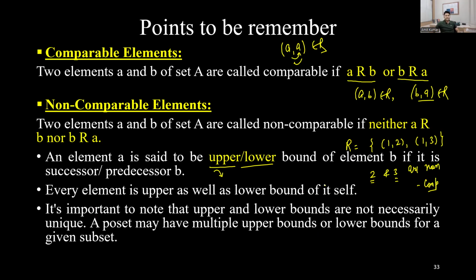Another important point is that the lower bound and upper bound of an element is not necessarily unique. It may be more than one in number. One example I have taken is A, B, C. In this diagram, B has two lower bounds. So lower bounds and upper bounds may be more in number: 1, 2, 3, or any.